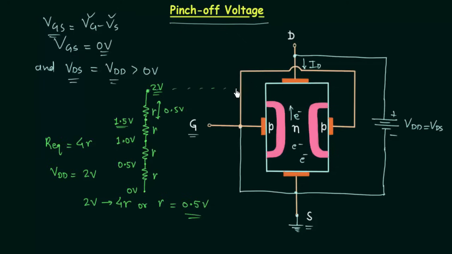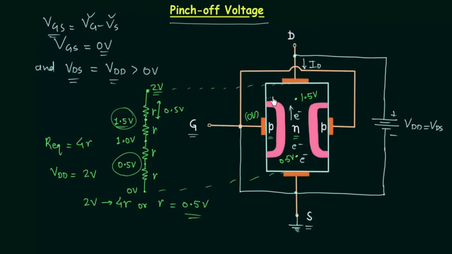You can connect this terminal here and this terminal here. So this whole arrangement will go in the N channel, and we can say that at this point, the potential is equal to 1.5 volts, and at this point the potential is equal to 0.5 volts. Now if we talk about the p-n junction formed between this p-type material and the n-type material, it is reverse biased because here the potential is equal to 0 volt and at this point the potential is equal to 1.5 volt. So p-type material is connected to the low potential and the n-type material is on the high potential. So the p-n junction is reverse biased.